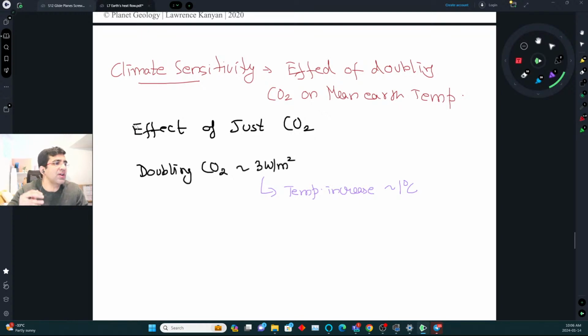With all the emissions that we have been doing for several hundreds of years, we have only increased from 280 to 410. Now further adding CO2 will be less and less efficient in warming. So if you double CO2, from 280 to 560, it will produce an effect of 1 degree Celsius. Now again the key word over here is just CO2, that is, we assume what is called no feedbacks.